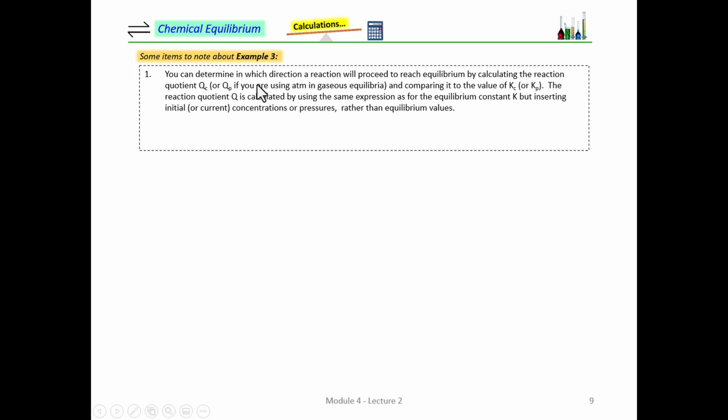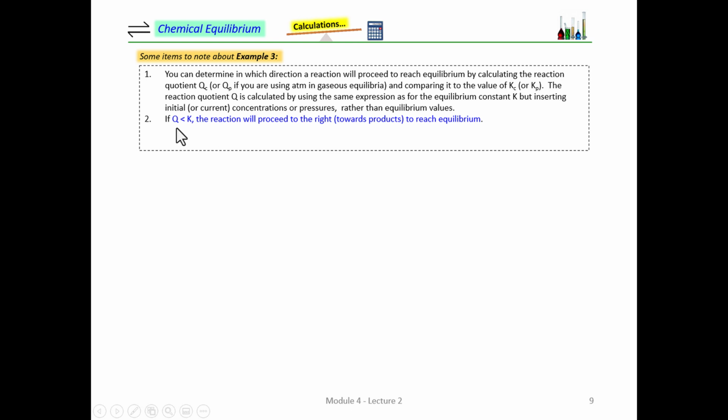You can determine in which direction a reaction will proceed to reach equilibrium by calculating the reaction quotient Qc, or it would be called Qp if you were using atmospheres in gaseous equilibria, and comparing it to the value of Kc or Kp. The reaction quotient Q is calculated by using the same expression as for the equilibrium constant K, but you insert the initial or whatever the current concentrations or pressures are rather than the equilibrium values.